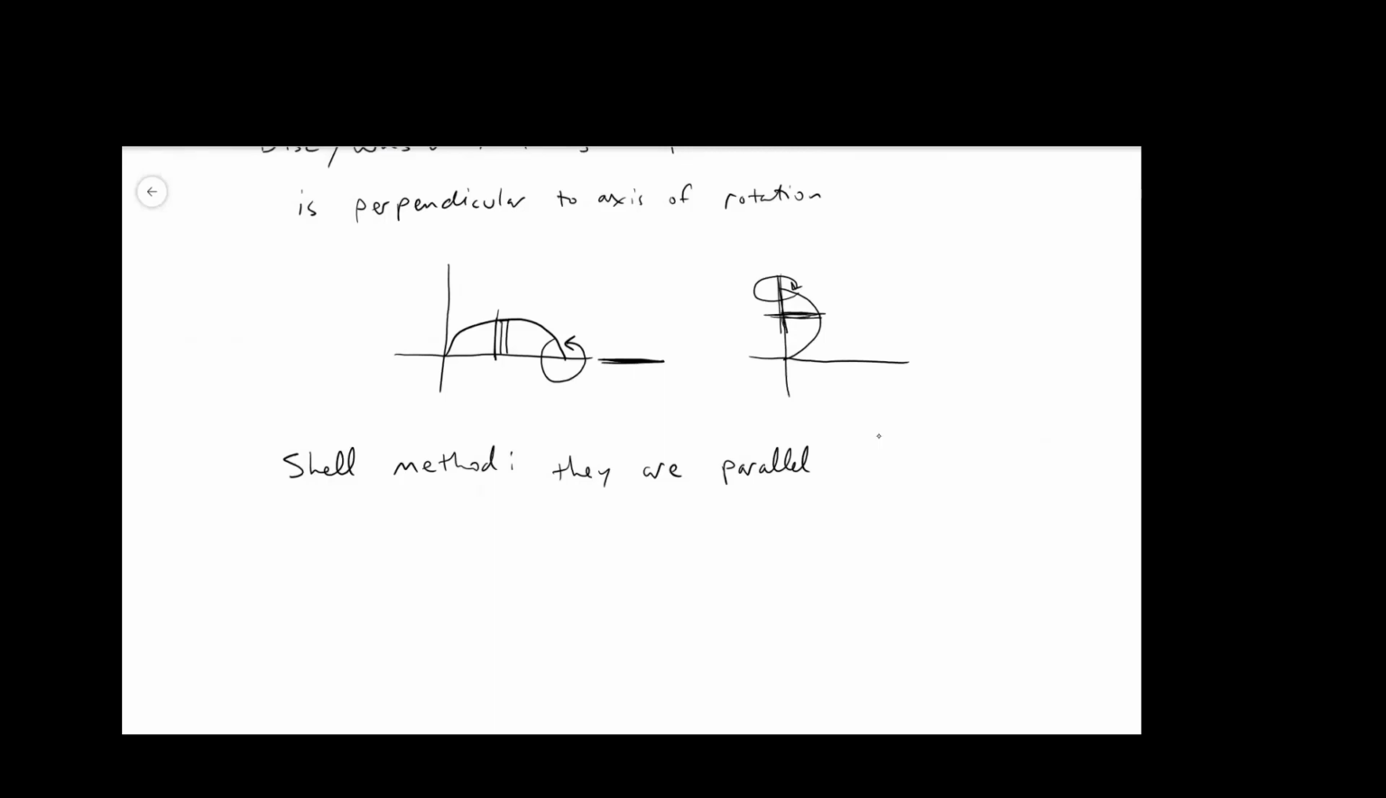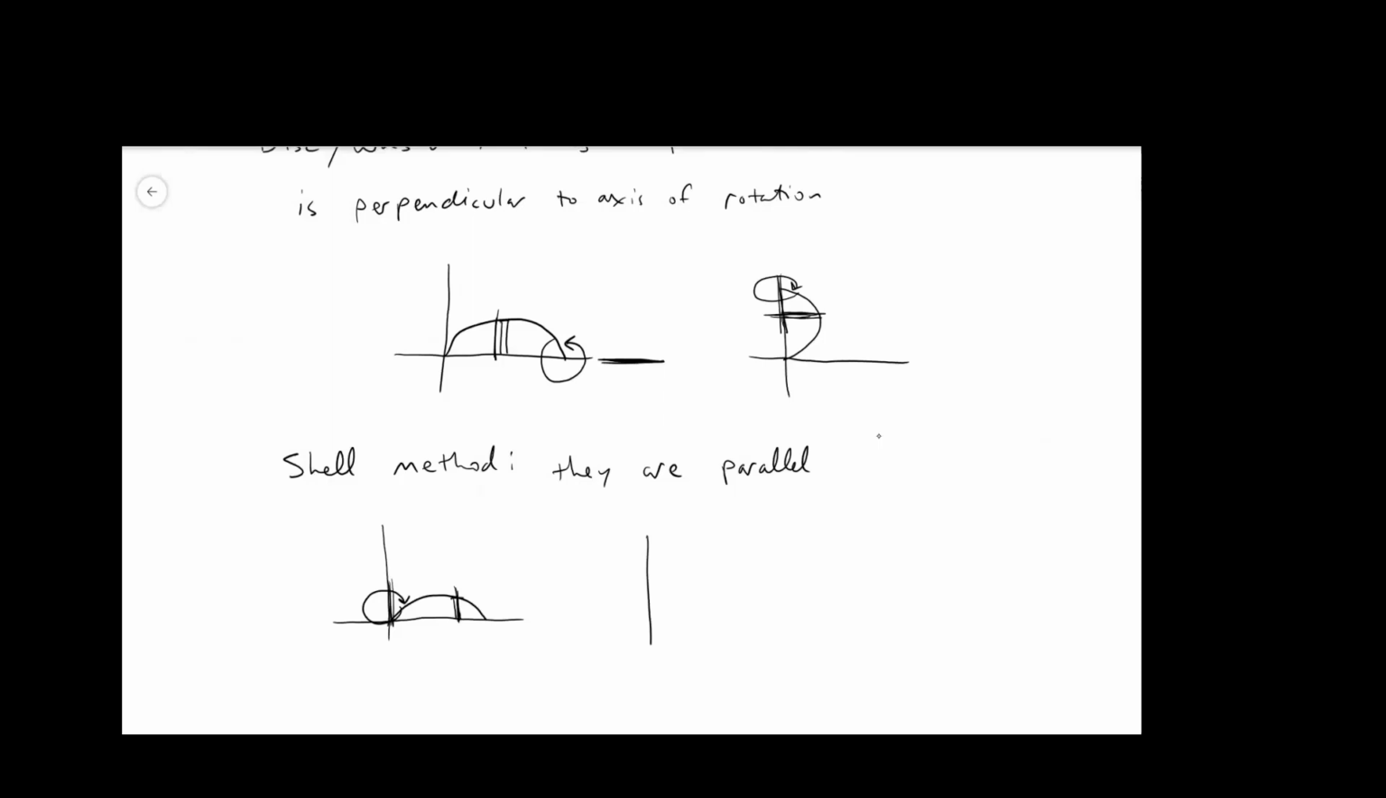For the shell method, suppose I take this function maybe like this, and now I'm trying to revolve that function around a vertical axis, like the y-axis. Now you can see if this is my representative rectangle, it's vertical, right? The rectangle is vertical. The axis is also vertical, right? So they're parallel to each other.